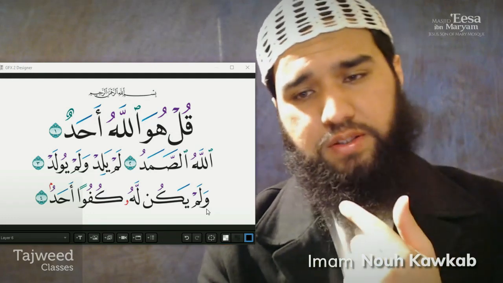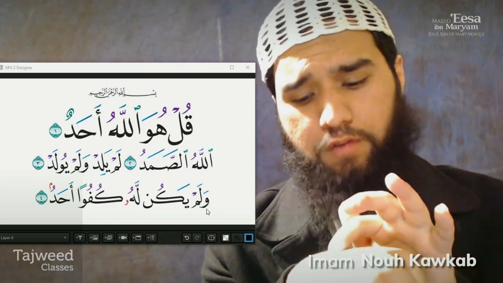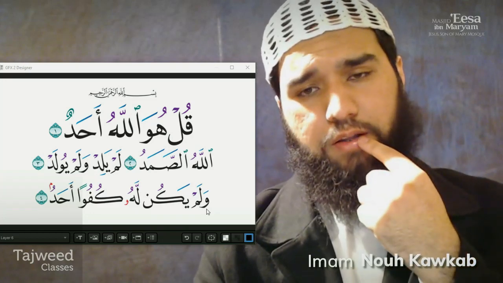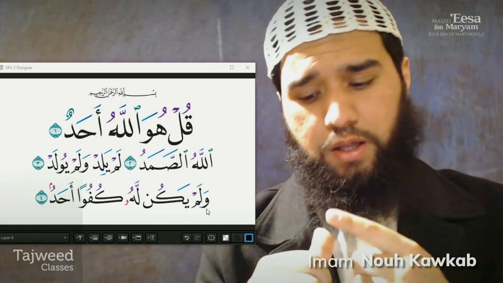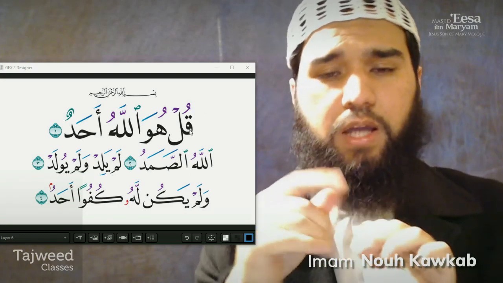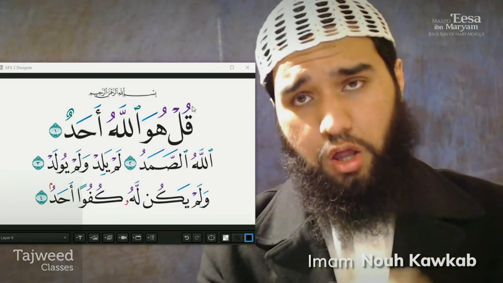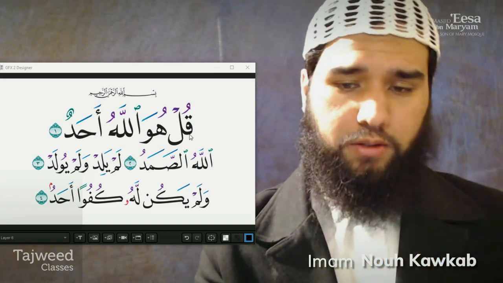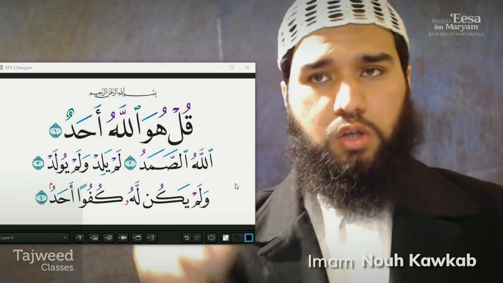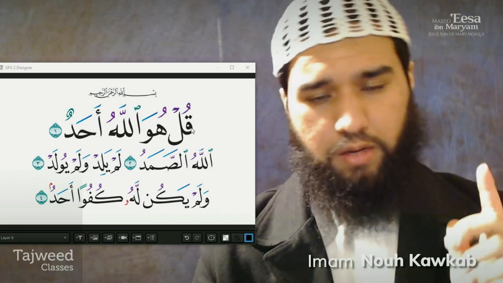Yakun. We have ya from the middle of the tongue, and then we have the letter kaf. Kaf is pronounced from the back of the tongue, rising up and touching the hard palate. The letter qaf, which we mentioned before, is the back of the tongue rising up and touching the soft palate. So qaf, the heavy letter, touches the soft palate, and kaf, the light letter, touches the hard palate. Keep that in mind.